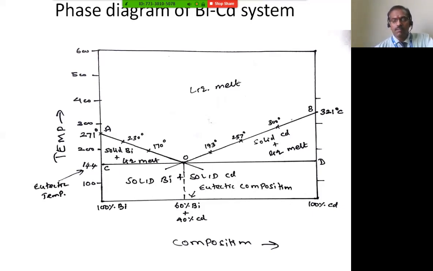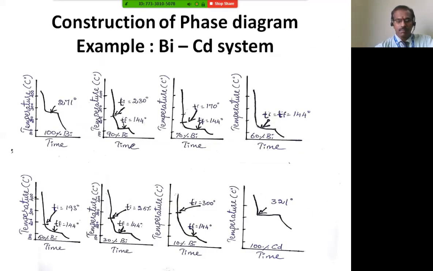You cannot take any metal just like that and mix it, just die casting. That is not what we call an alloy. Alloy means what? It's a homogeneous system. So how are we going to get a homogeneous system? At around 90% bismuth, 70% bismuth, 60% bismuth, is it homogeneous?